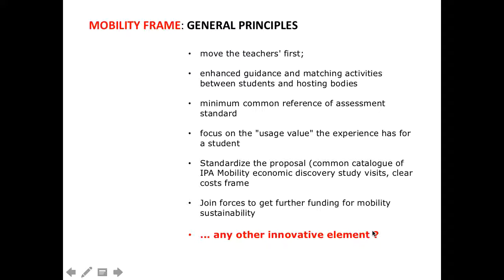And last but not least is to join forces to get further funding for mobility sustainability, because we can have a dream and write beautiful theoretical processes and phases and ideal approaches, but if we don't have the money, then obviously everything stays on paper. And so we would like, during our meetings, to find also the ways to get the money that can help us to carry out and build this user mobility frame.